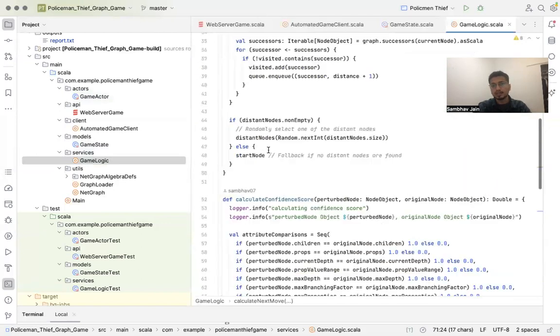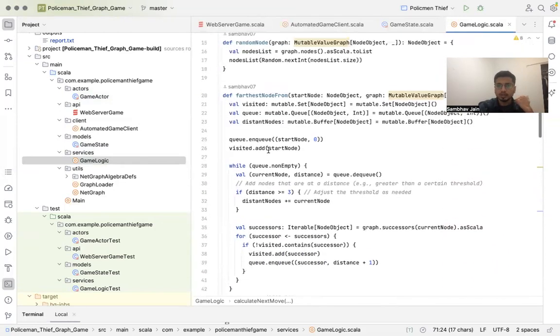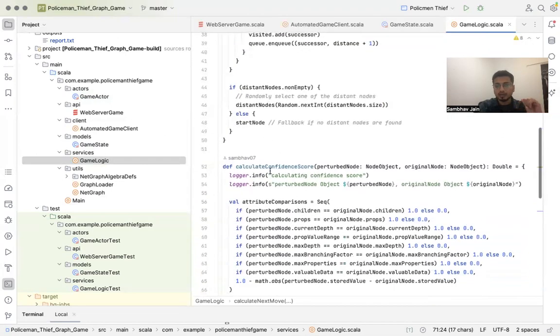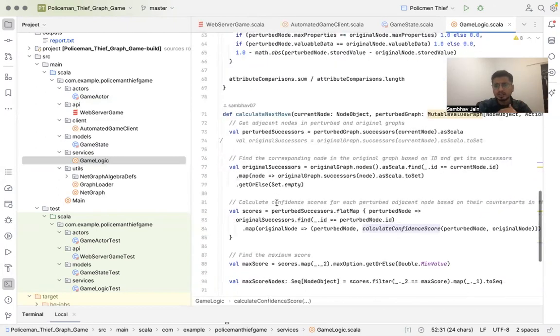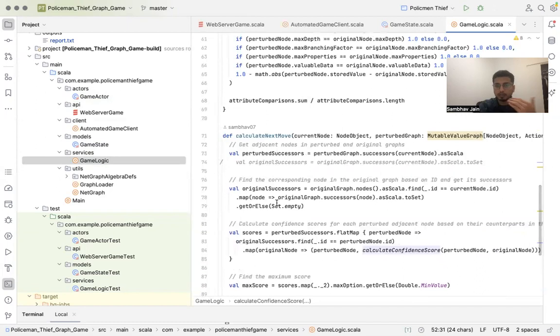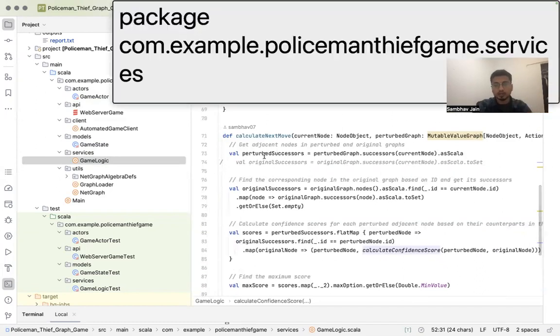And game logic has the algorithms for placing the players initially at some random nodes far from each other. And then we have this function of calculation of confidence score, which is called through calculate next move itself. These are the crucial functions which are working behind to determine the position for the next move itself.